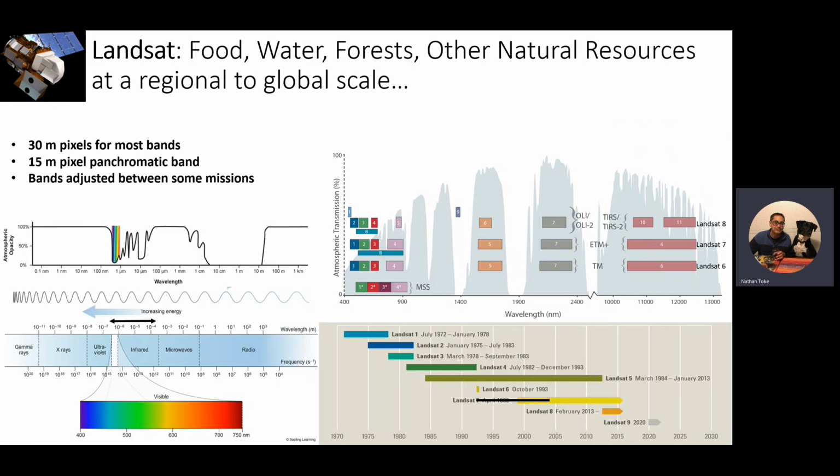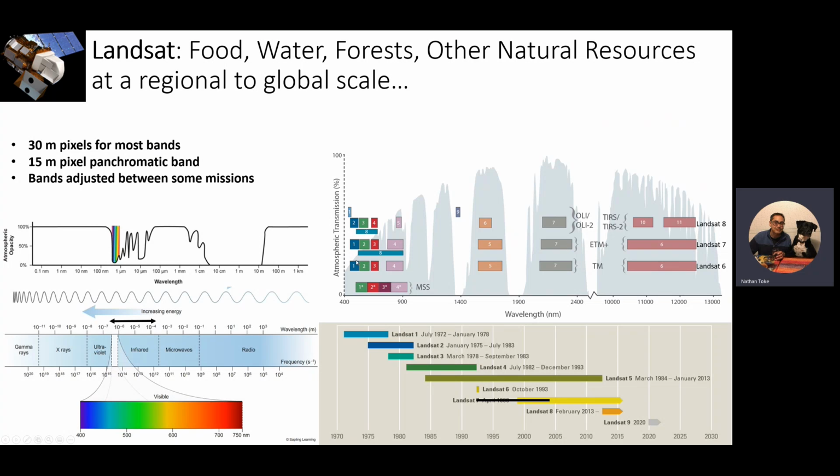So Landsat is quite good because it's at a spatial scale that you can even monitor agricultural regions. And so we can watch food resources, water, forests, and other natural resources at a global and regional scale. It has 30-meter pixels for most bands. Bands are kind of regions of wavelength. And so you can see there's some width to the bands. That's why they're referred to as bands.